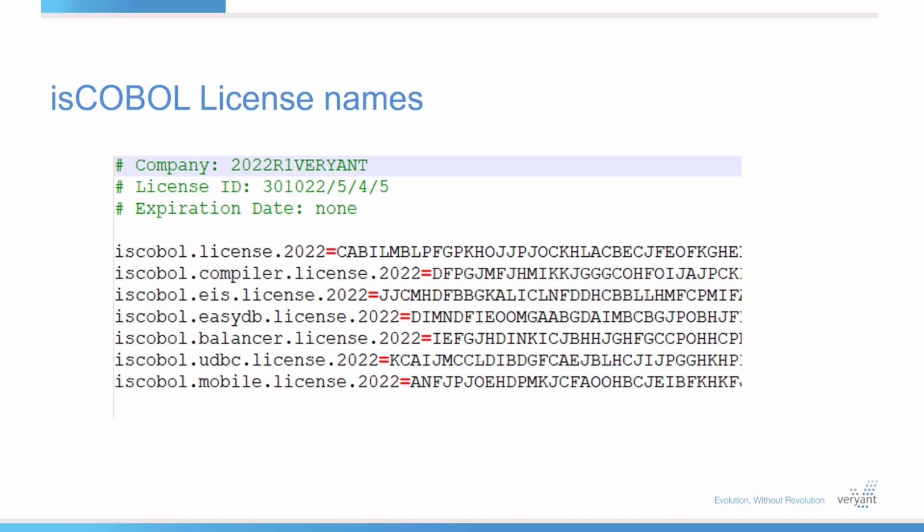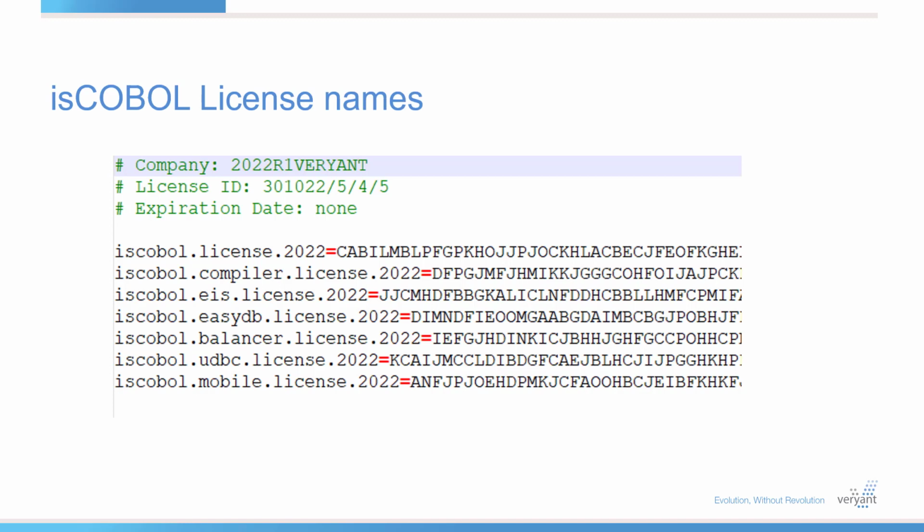Now each license is named as shown on this slide, with the year at the end. So the compiler, for instance, is isCOBOL.compiler.license, and then the year of the license, which is 2022 in this case. These licenses are good for any release for that year on any platform.